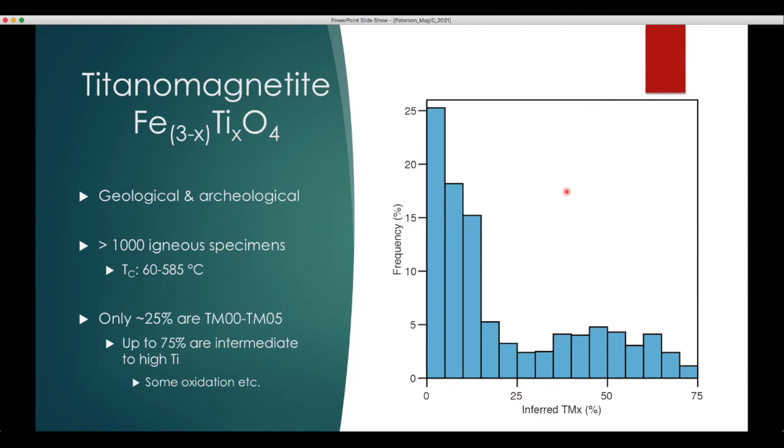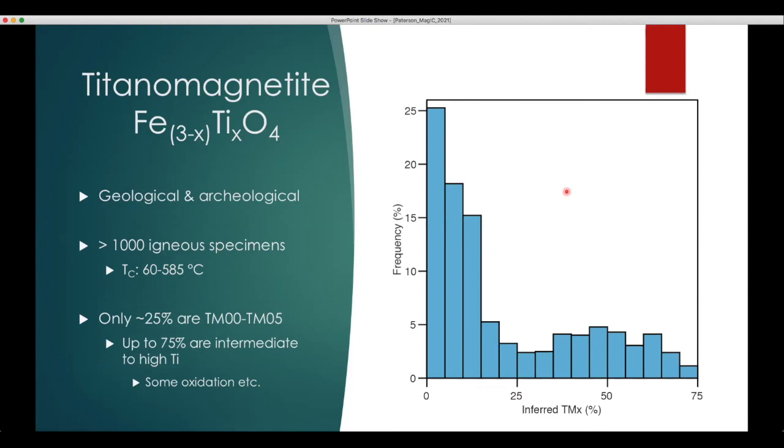And so what that implies, conversely, is that 75%, so three quarters, the vast majority of the magnetic minerals that we look at when we're looking at igneous rocks, are inferable to be some intermediate to high titanium titanomagnetite. Now, there may be some oxidation or some exotic minerals that contribute up to that 75%, but a key point is that the vast majority of minerals that we have in our igneous specimens are not magnetite.